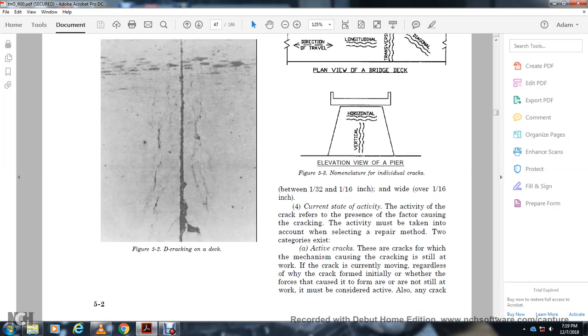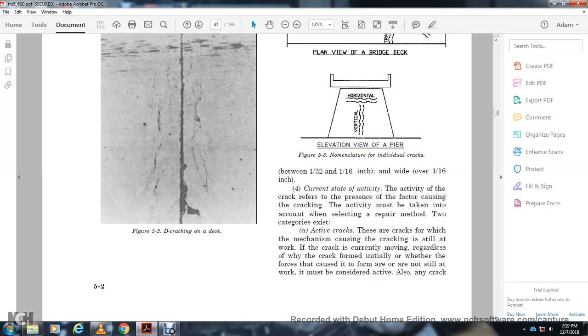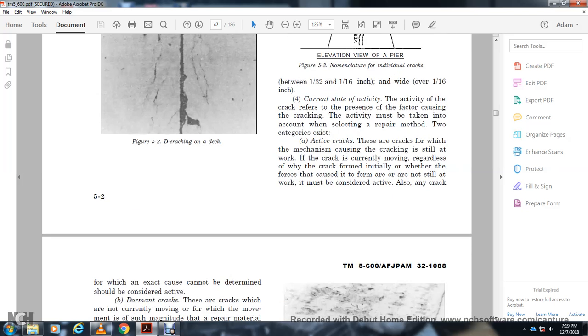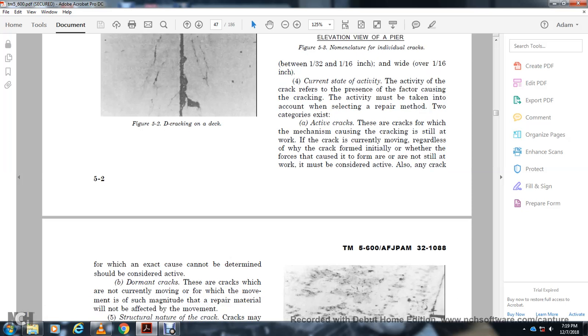Two categories exist. Active cracks are those where the mechanisms causing the cracking are still at work and the crack is currently moving. Regardless of how the crack initially formed, if the forces causing it are still at work, it must be considered active. Also, any crack for which the cause cannot be determined should be considered active. Dormant cracks are those which are not currently moving, or for which the movement is of such magnitude that the repair material will not be affected by the movement.